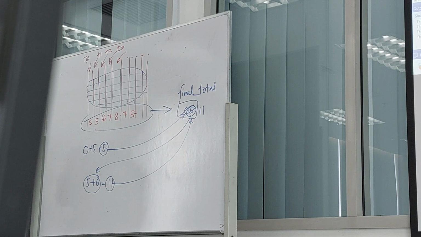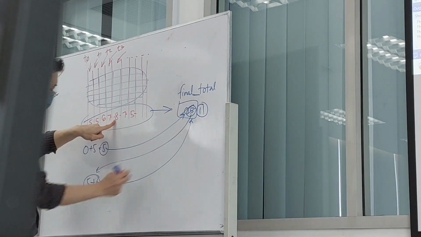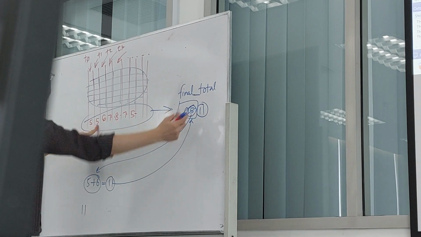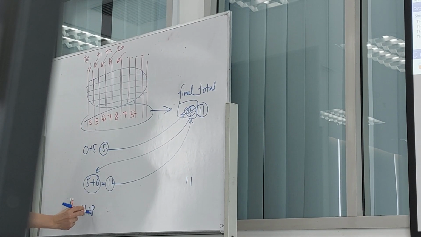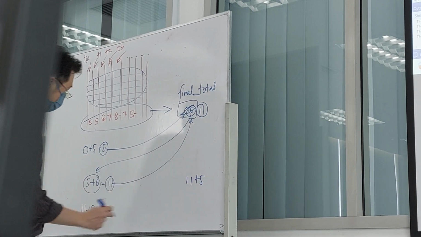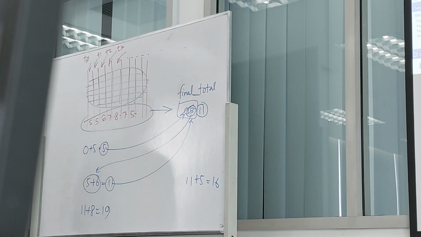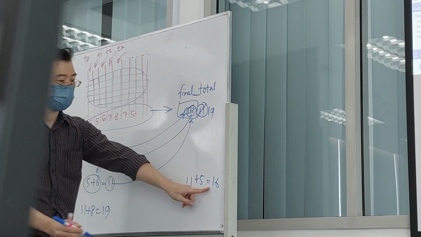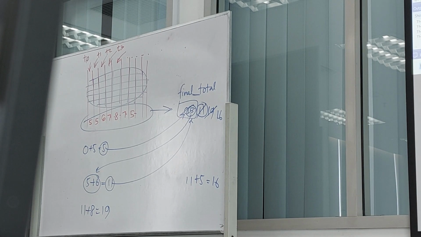Now suppose thread 3 comes along and reads 11. But before it finishes, T1 comes along and also reads 11. This one will add 8, this one will add 5. This one gets 19, this one gets 16. Now who is faster? Maybe this guy is faster and overrides with 19. Then this guy comes along and overrides with 16. Is it correct? Totally wrong. This is a race condition.